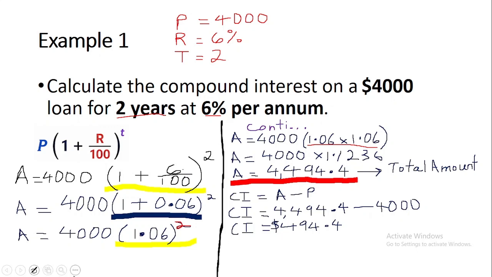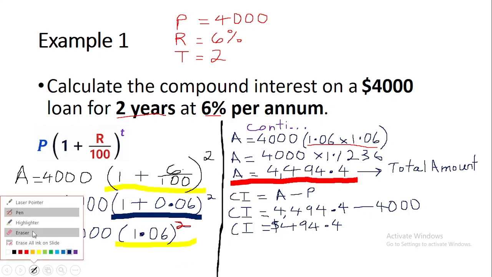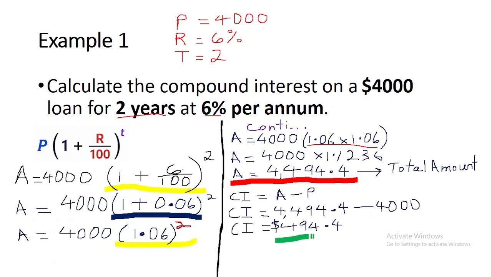So this right here is going to be our compound interest alone. So that's how we find our compound interest. So after 2 years, the total amount is going to be 4,494.4, and the interest is going to be 494.4 after subtracting the amount that we would have actually invested on our own. So that's how you find your compound interest.